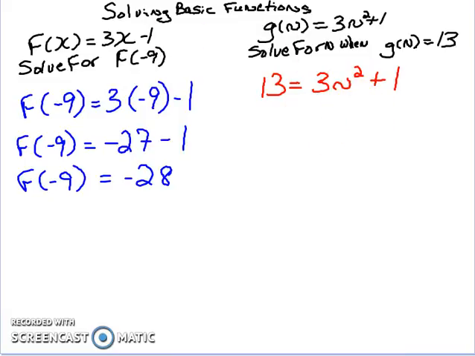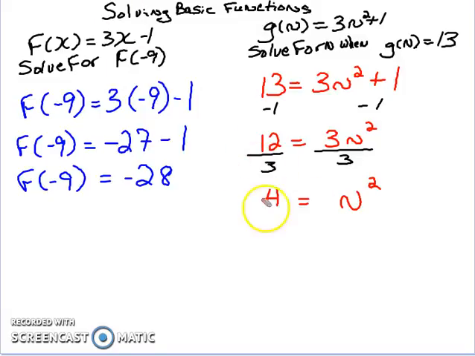So how do I do that? Well, the first thing I'm going to do is subtract 1 from both sides. That gives me 12. 13 minus 1 is 12. And 1 minus 1 gives me 0. So 3n squared is equal to 12. I'm now going to divide by 3. I divide 3n squared by 3, and I get n squared. I divide 12 by 3, and I get 4. So now I've got 4 is equal to n squared.